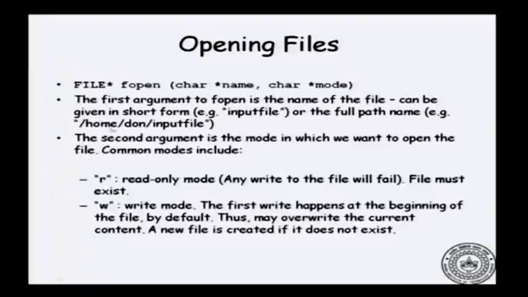If you give W, this is the write mode. Now the first write happens at the beginning of the file. So if the file already exists, it will be overwritten. If a file does not exist, this is the name of a new file.